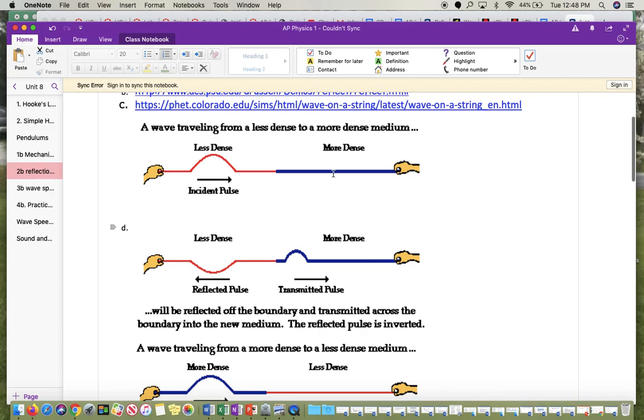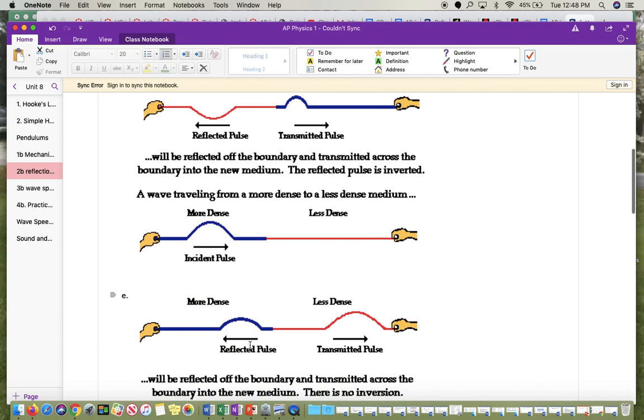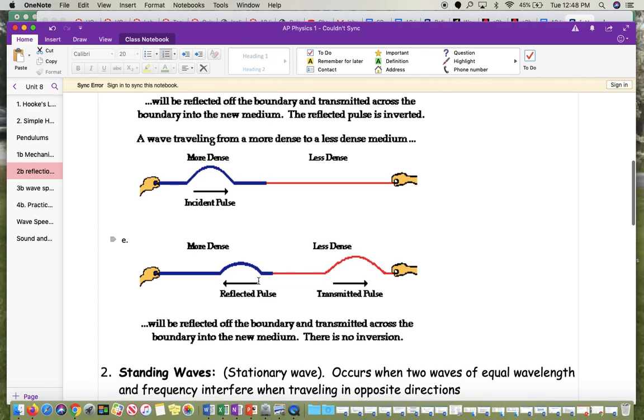We go from less dense to more dense. Just a review, so the reflected wave is out of phase. Some of the wave is transmitted through. If we go from more dense to less dense medium, the reflected wave is in phase with the transmitted wave and also with the incident wave. Okay, so just make sure we understand those 4 types of wave reflections.